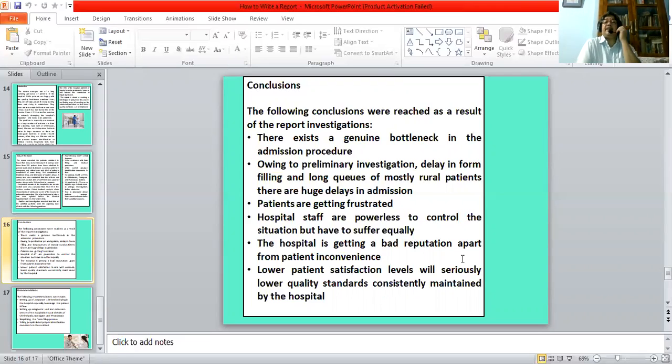Patients are getting frustrated. Hospital staff are powerless to control the situation but have to suffer equally. The hospital is getting a bad reputation apart from patient inconvenience. The lower patient satisfaction levels will seriously lower the quality standards consistently maintained by hospitals. Naturally, if this patient dissatisfaction with the slow admission process continues for longer periods of time, it will be a glaring lacuna in the quality of medical facilities provided by this hospital. So it needs to be immediately addressed and settled.